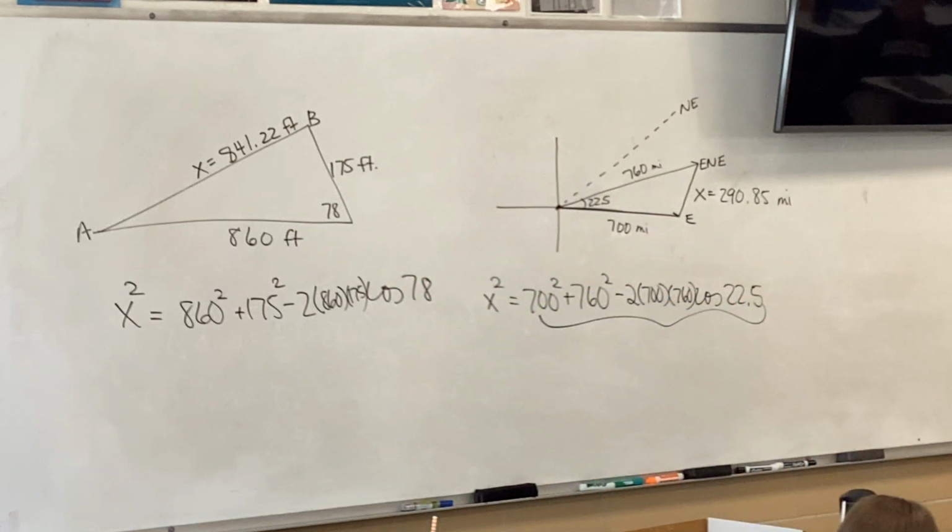Wait, let me see what you did. You did 76. It doesn't matter what order. No, but you have to do cosine here. No, it's not the whole thing. Times that whole thing. The cosine's only times. Oh, you're right.